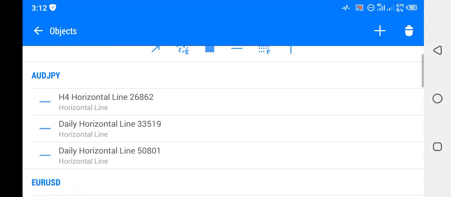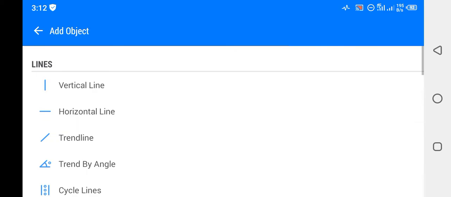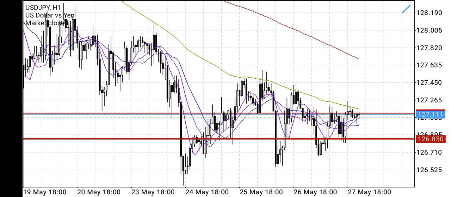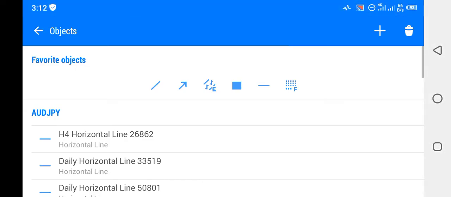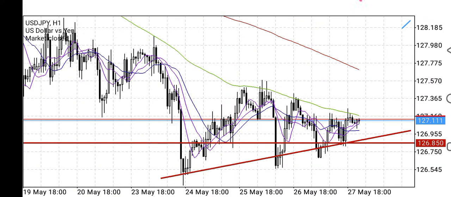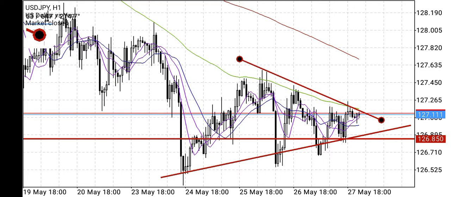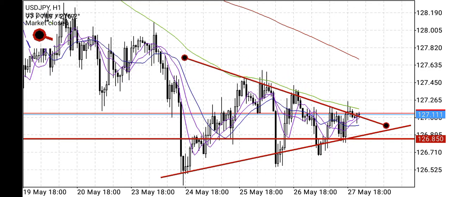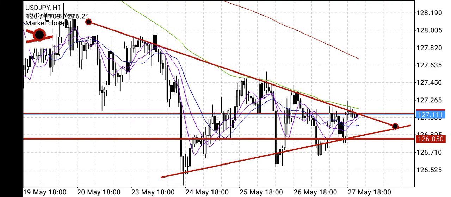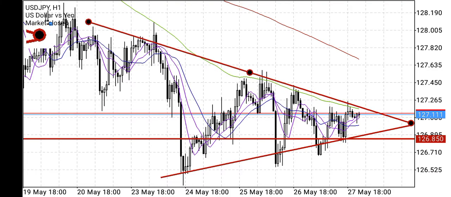It's trying to form a triangle right now. Trend line. So let's just connect the candles together. All right, so as you guys can see, currently in USDJPY it's forming a triangle.